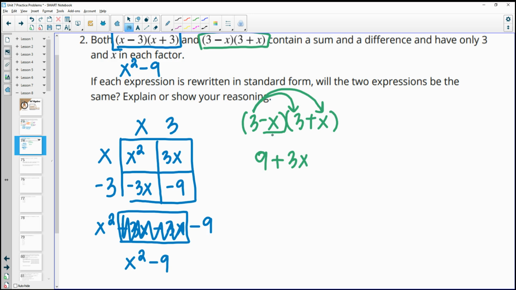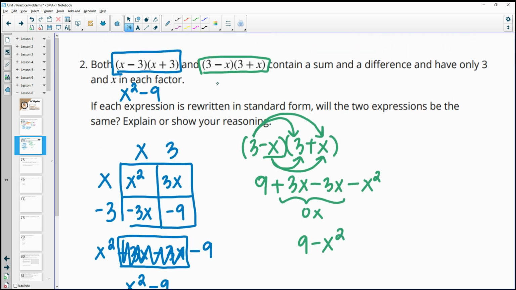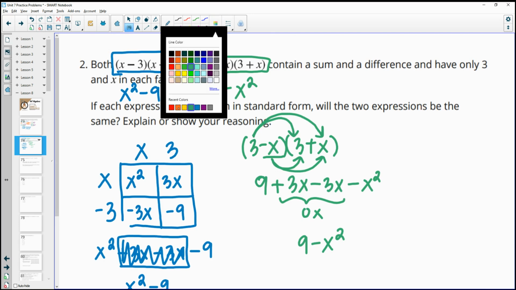So now we need to distribute the negative x to both. So negative x times 3 is negative 3x. And negative x times x is negative x squared. Then we've got these middle terms here, which total 0x because they're like terms. So we get 9 minus x squared for this one. And those are not the same thing. So these are not equivalent.